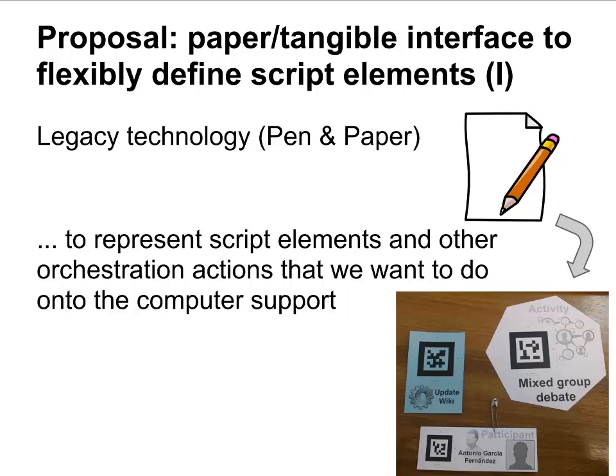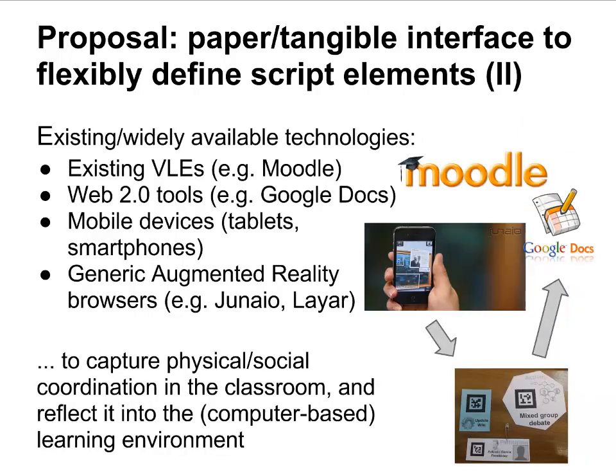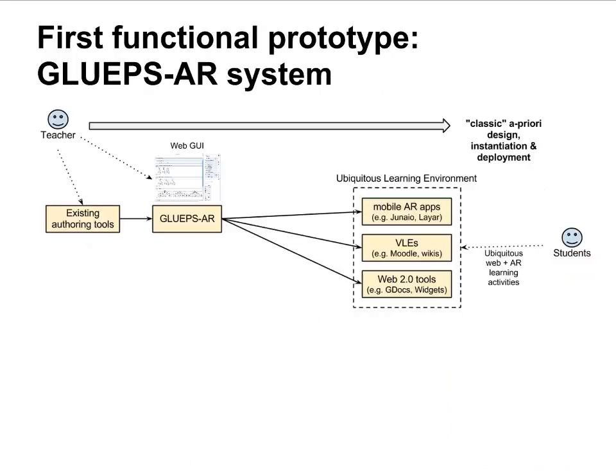And then we will use other technologies that are already in the classroom or are widely available, such as mobile devices and generic augmented reality browsers, to magically capture the physical and social coordination happening in the classroom and projecting it in runtime to the computer-based learning environment, for example Moodle and other Web 2.0 tools, so that such support can also be used in later distance activities.